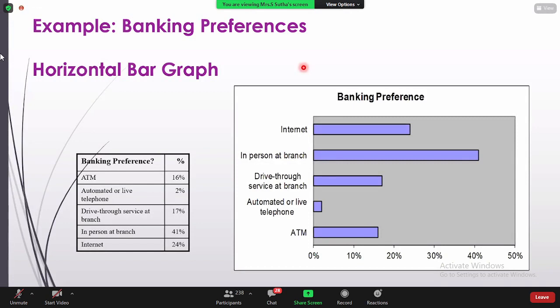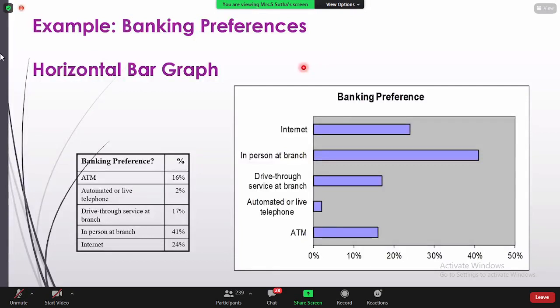Right, now I am taking a simple example. Gender, right? So what is the measurement for gender? Nominal. Male or female. Measurements for gender are male or female. Right. Similarly, what are the measurements for the banking preference?